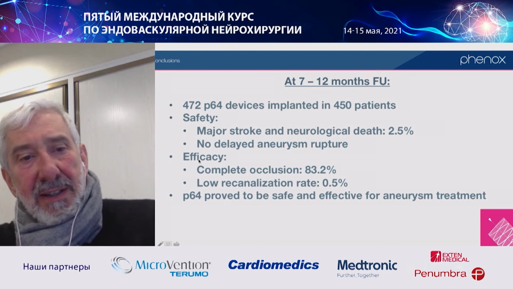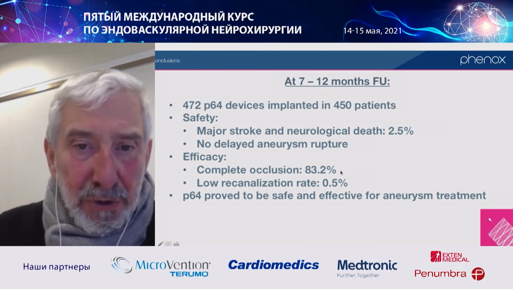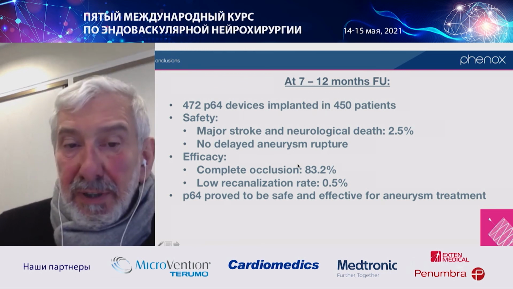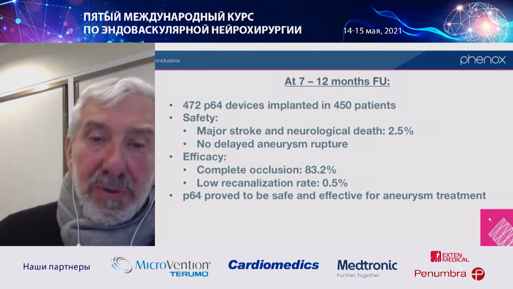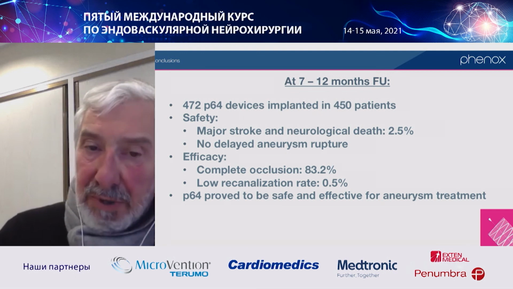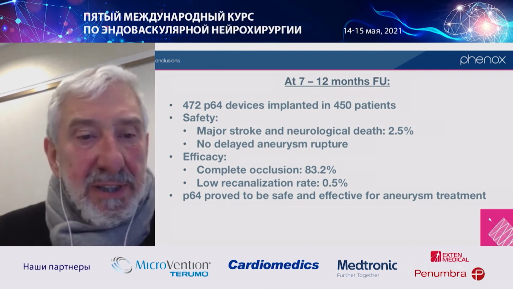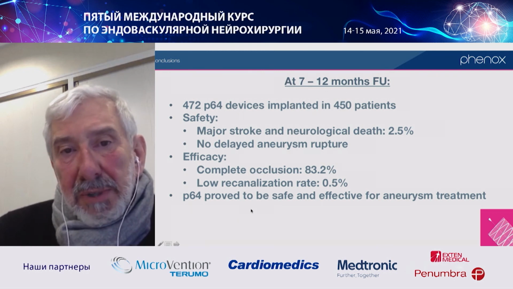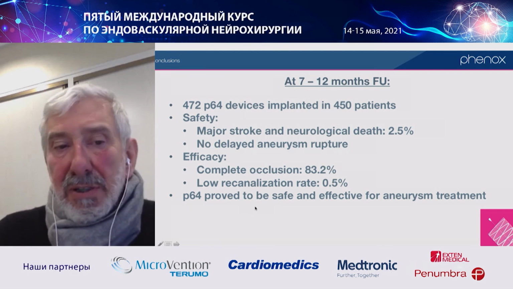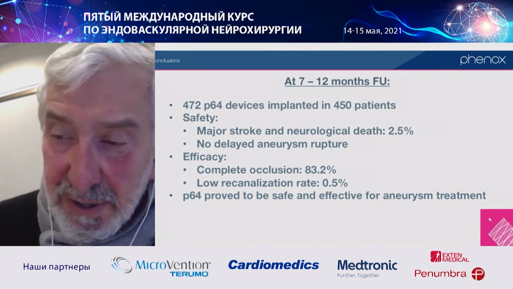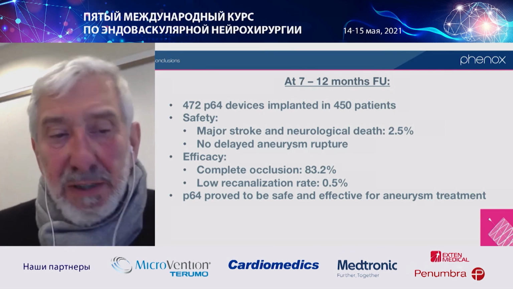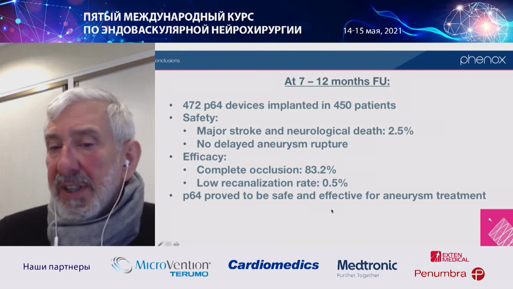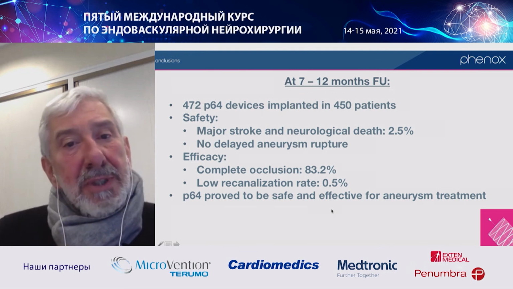So efficacy, again, at 12 months, you see that complete occlusion is 83%, which is a relatively good result, because you know that usually what you have with flow diverters at 12 months is between 70 to 80 or 85%. So it is a very good result. And what we see is that this study, in the very large population, it's the largest study dedicated to flow diverter, shows that P64 is safe and effective for aneurysm treatment.